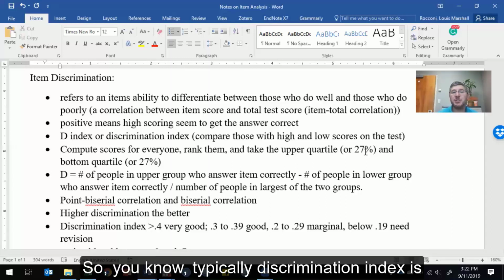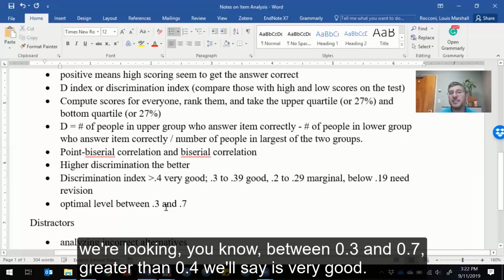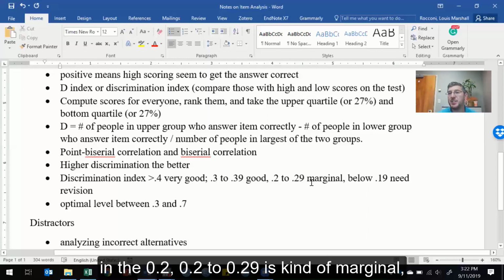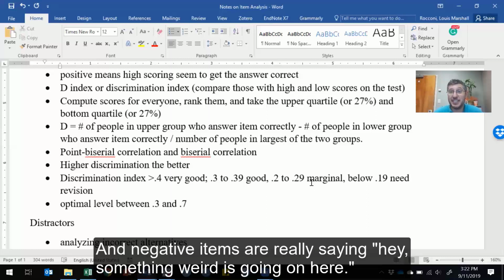Typically with discrimination indexes, we're looking for values above .30, and greater than .40 they'll say is very good. In the .30 range is good, and .20 to .29 is kind of marginal. Anything less than that really needs revision. Then negative items are really saying, hey, something weird's going on here.